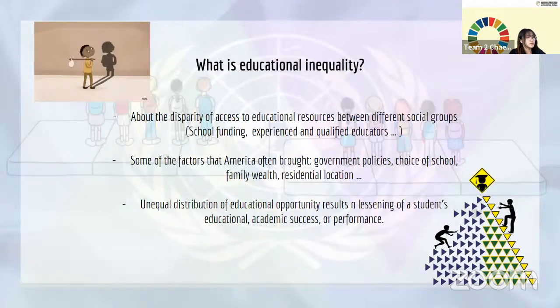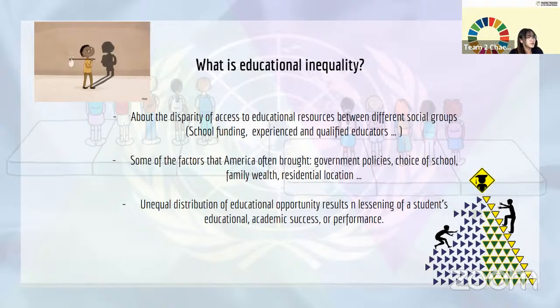Educational inequality is about the disparity of access to educational resources between social groups. These resources include school funding, experienced and qualified educators, books, technologies, and school facilities such as sports and recreation. Educational inequality can also be defined as the inequality between students in access to quality education due to the disruption of schools caused by the COVID-19 pandemic.